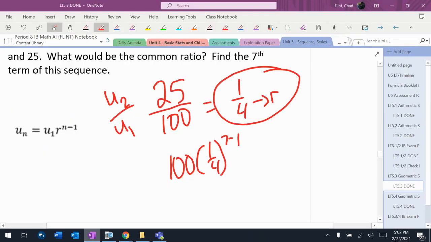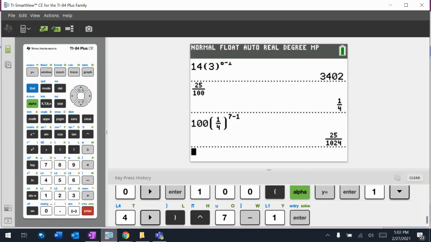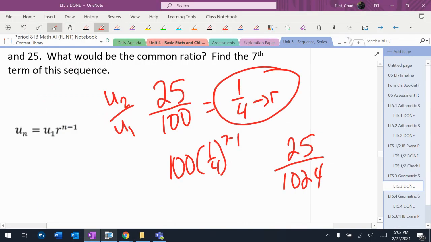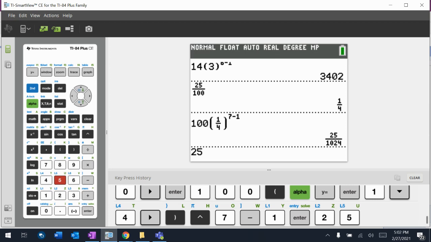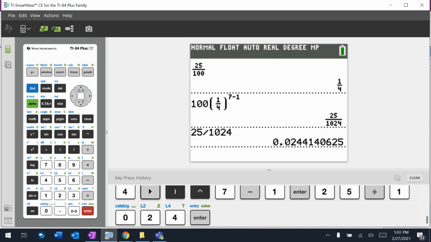And it's going to give me a fraction, okay? A lot of times it wants the answer as a fraction. If it doesn't, if it says decimal or something like that, you can change it. Okay, 25 over 1,024. And like I said, that's a pretty small number. If I do a division just to see what it is, it's that very, very small number, okay?